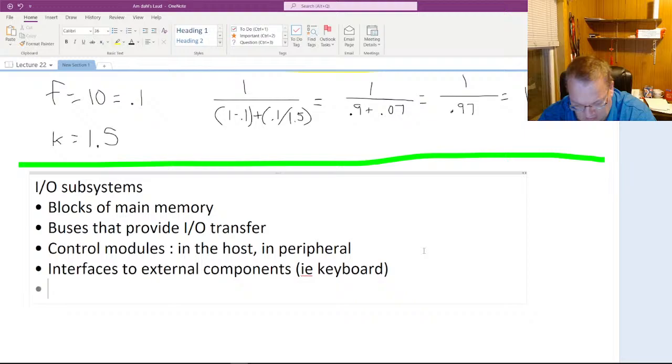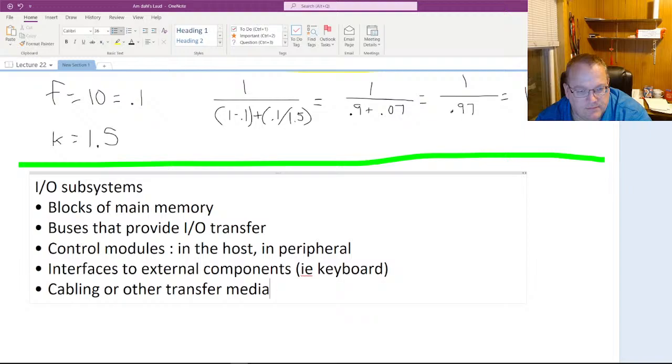So then also we can have cabling or other transfer media, like Wi-Fi. Because if you have a Bluetooth device connected to your computer, that's still considered a peripheral. And so the Bluetooth technology would actually be part of the input-output subsystem. Okay.